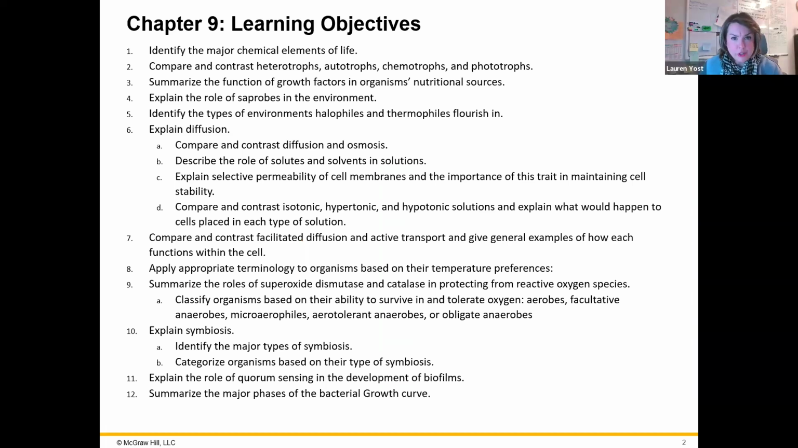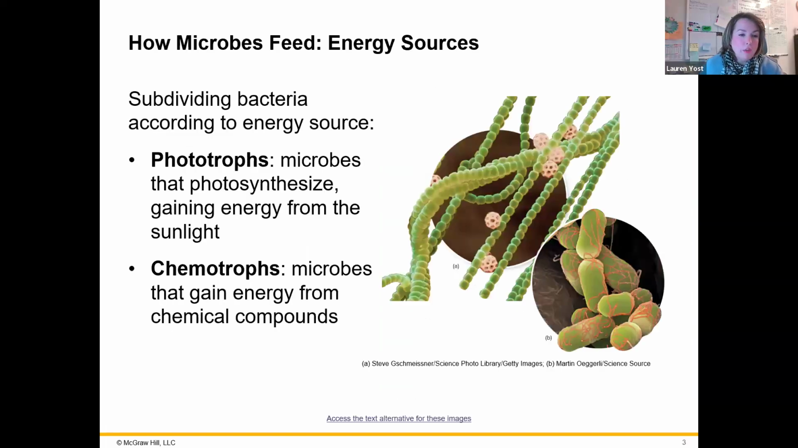So these are our learning objectives for the chapter, so keep them in mind as we go through this content. Be sure that you know enough about each of these learning objectives that you would be able to have discussions about them. Right, starting off with how our microbes get their energy.